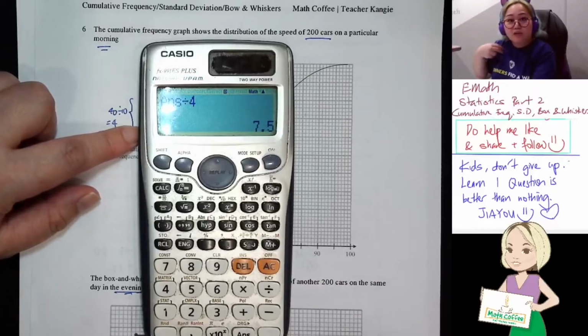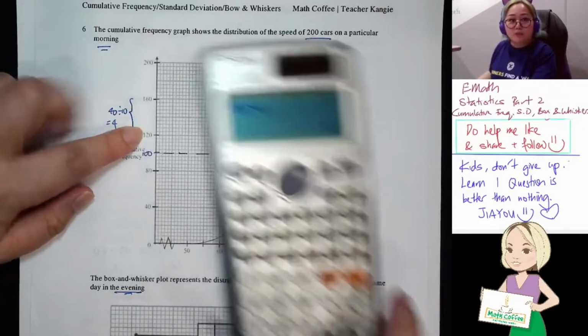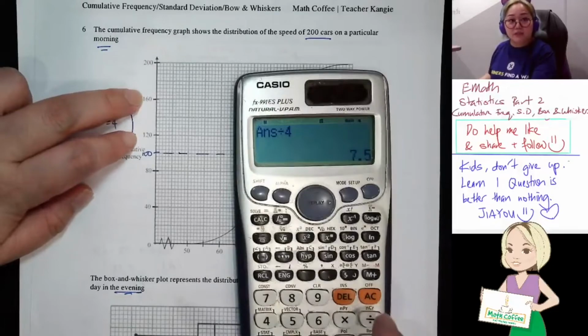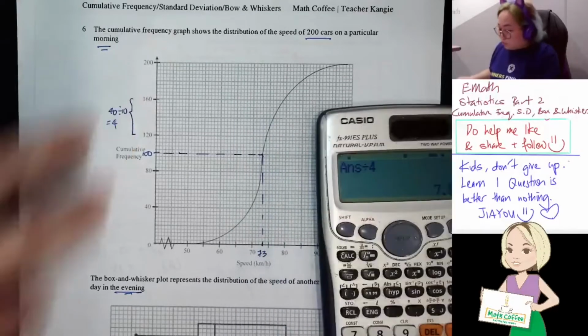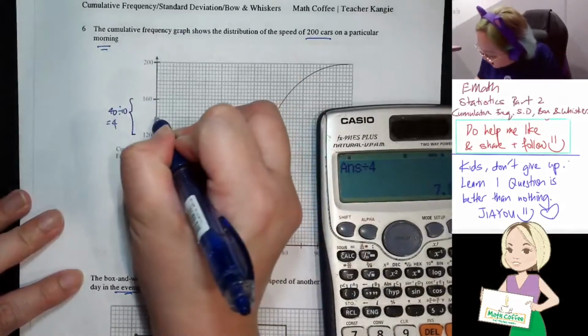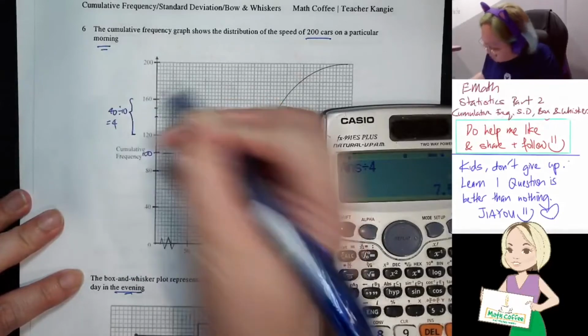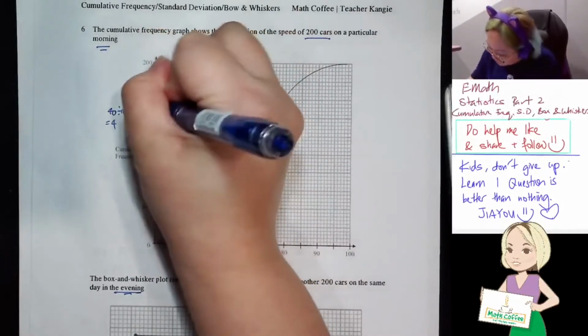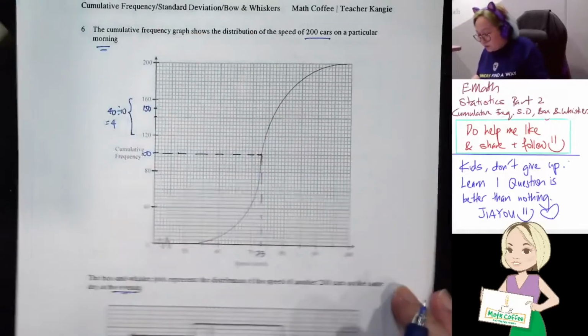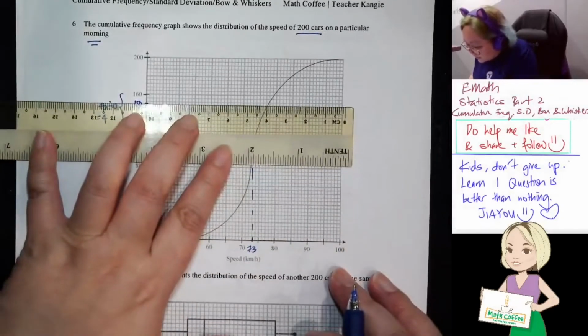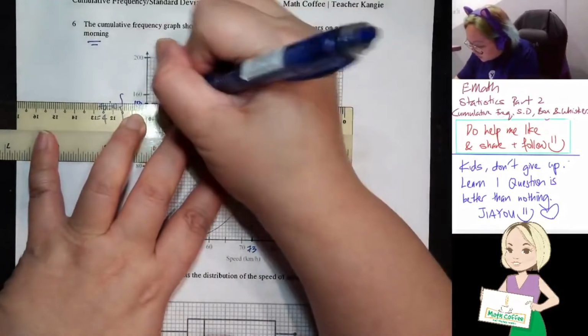So this is how Teacher Kangie calculates. Sometimes when the values are not so obvious, this is how we calculate. So I need to go 7.5 squares: 5 here, 6, 7, 7.5 will be here. So we know this will be 150. So again, at 150, go and draw the dotted line.